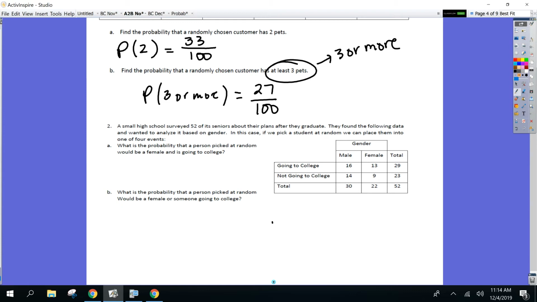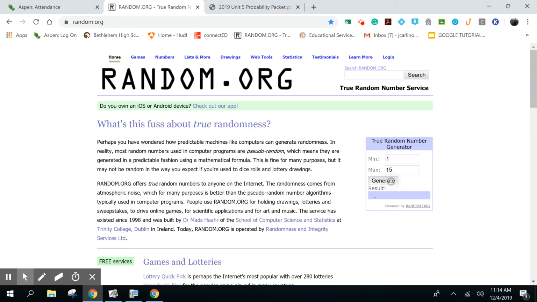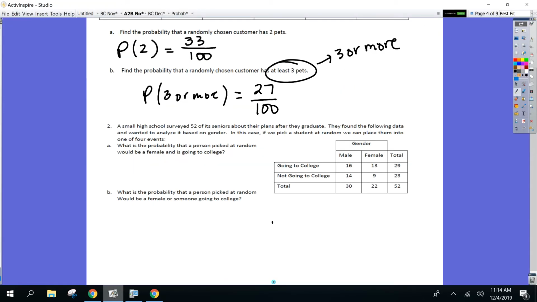Can we figure out where those meet? Female and they have to be going to college. According to my chart, how many exist here? Female and going to college. 13. Everyone see it right here? This is where Jill's looking at, 13. Okay, out of, I do want to pick the 52, because it says a person picked out. So I'm going out of everybody. So 13 out of 52. If you want to reduce it, reduce it.